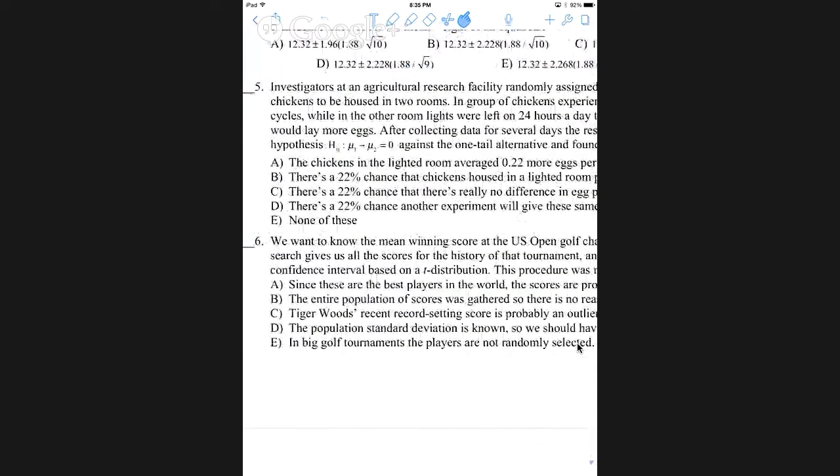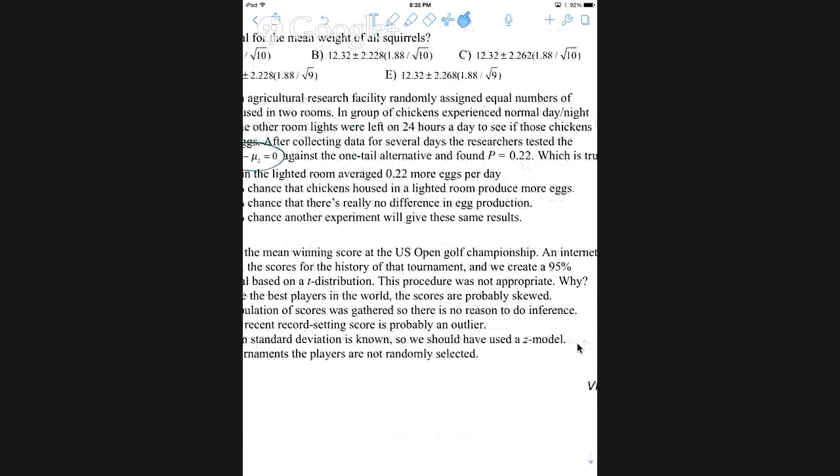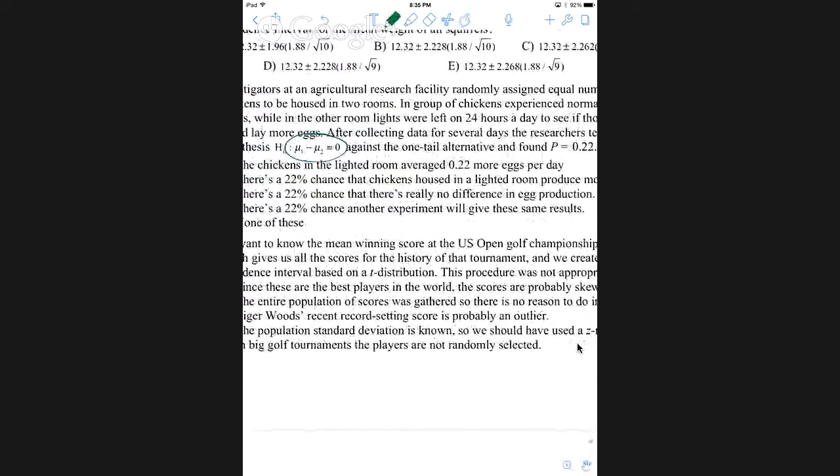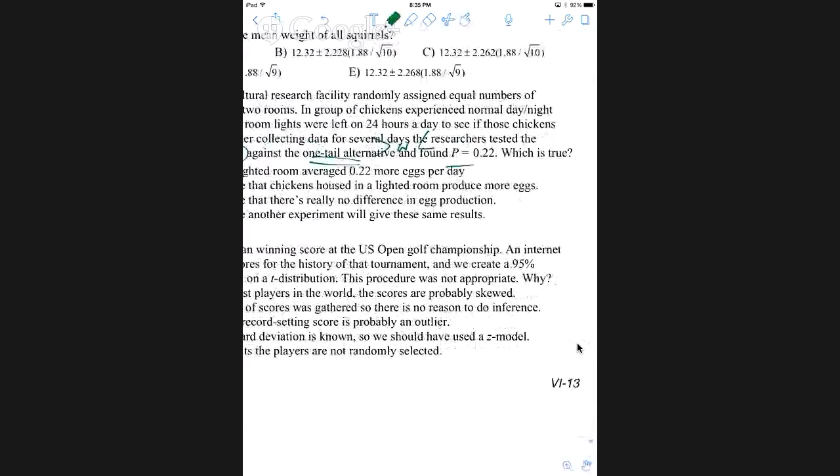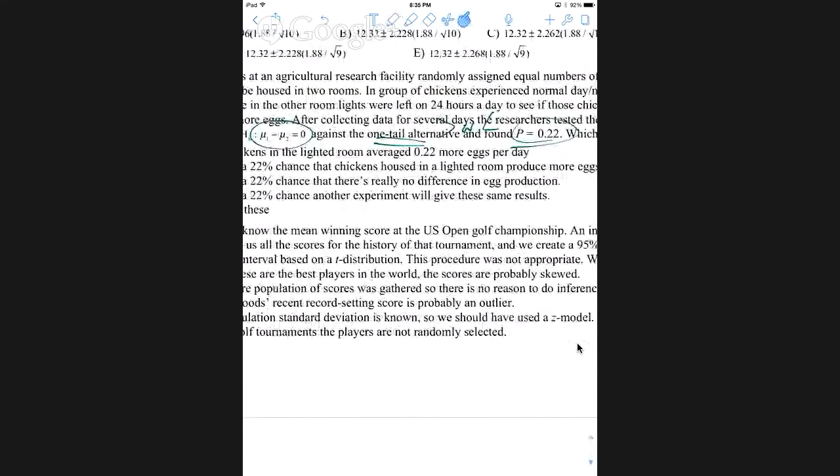All right, we're looking at a difference, right? A 2-sample t-test, with a one-tail alternative. One-tail alternative means that it's got to be a greater than or a less than, right? With a p-value of 0.2, now that's a pretty large p-value. Any p-value bigger than 0.05 is pretty large. So let's see which is true here.